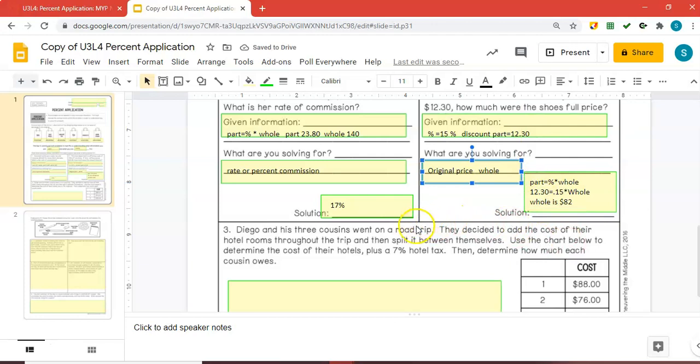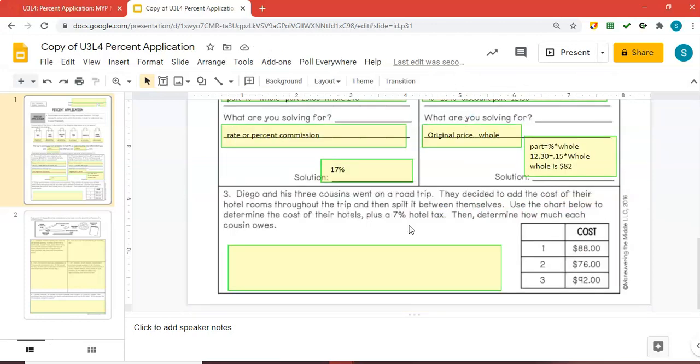Good. So now I'm going to read number 3 out loud, then I'm going to pause and ask you to go ahead and do it, and then we're going to figure it out together. So Diego and his 3 cousins went on a road trip. They decided to add the cost of their hotel rooms throughout the trip and split it between themselves. Use the chart below to determine the cost of their hotels plus a 7% hotel tax. Then determine how much each cousin owes.